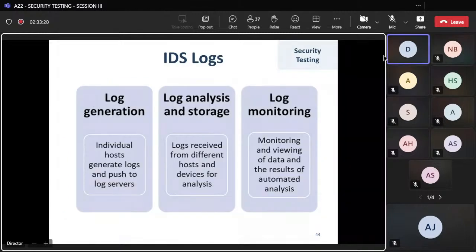Log generation: individual hosts will try to generate the logs and push them to the log service. And log analysis and storage will happen on logs received from various hosts and devices. This is for analysis outside the host. Usually the storage will happen outside the host, and monitoring this will help in an automated way. It can help you to monitor the network for any kind of anomalies or any kind of malicious traffic.